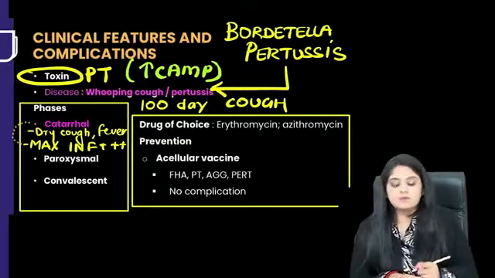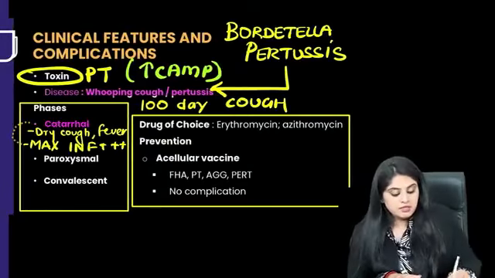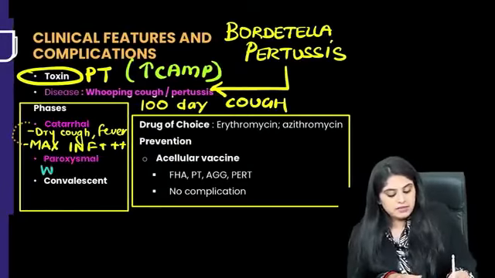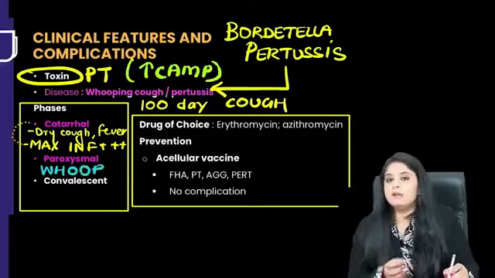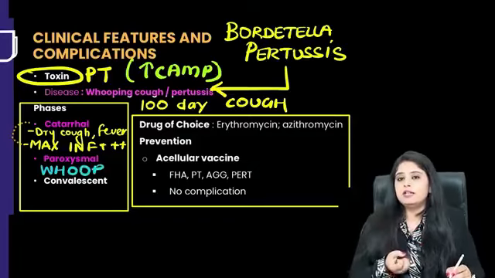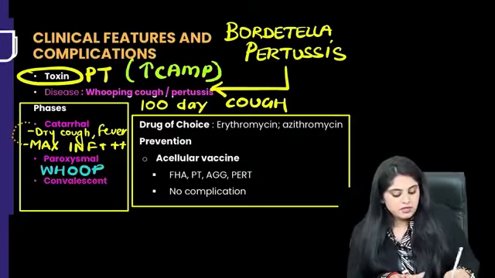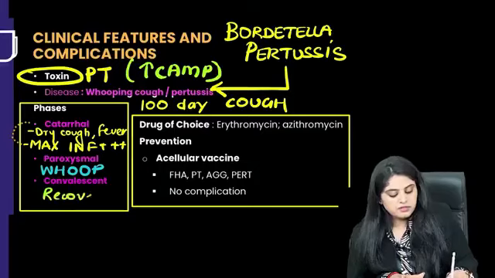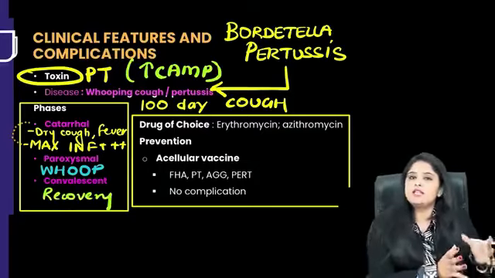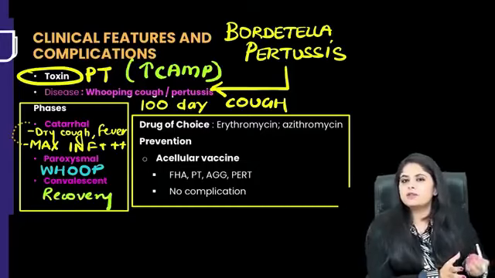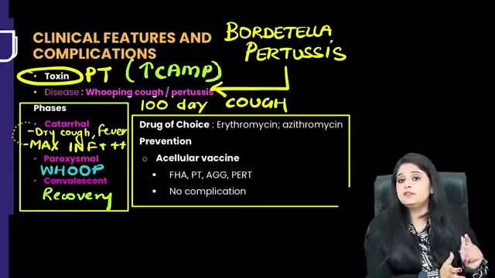Very famous question. Then comes the real deal, the paroxysmal phase. This is the time when the person has the whoop, that barking cough, right? He takes a big gasp of air inside. That whoop is seen over here. And finally comes the stage of recovery. Convalescence always means recovery. So remember, initially there's a very simple catarrhal phase, a small cough, small fever phase, but that is very infective.